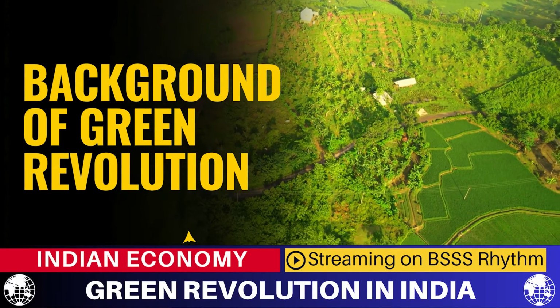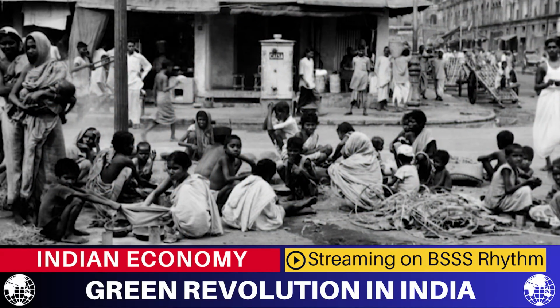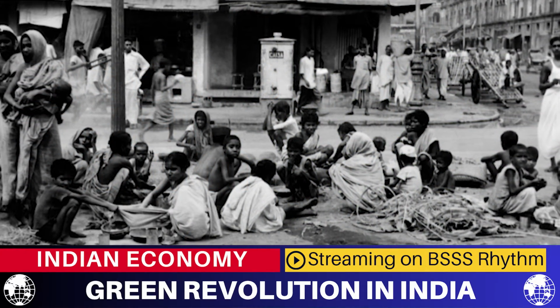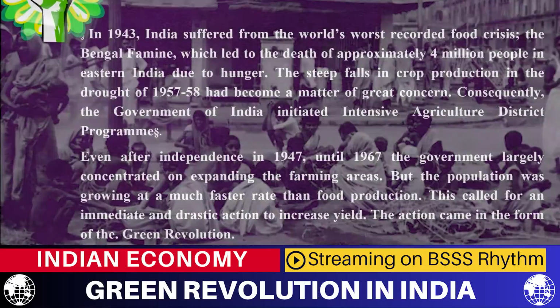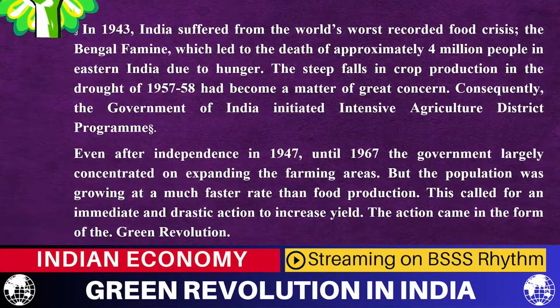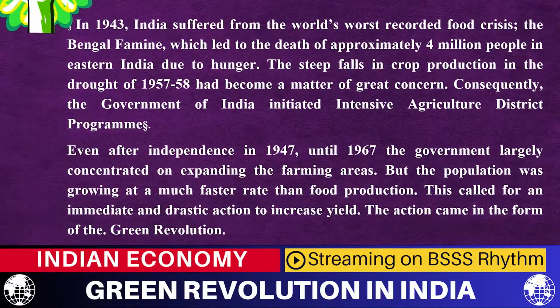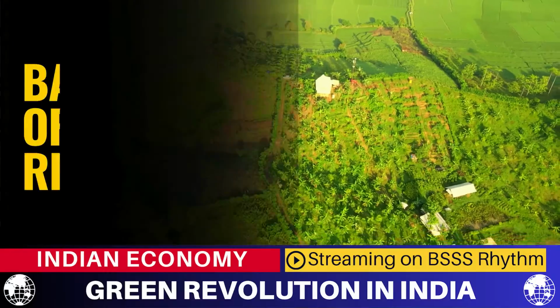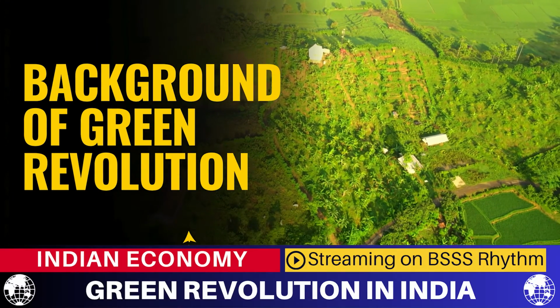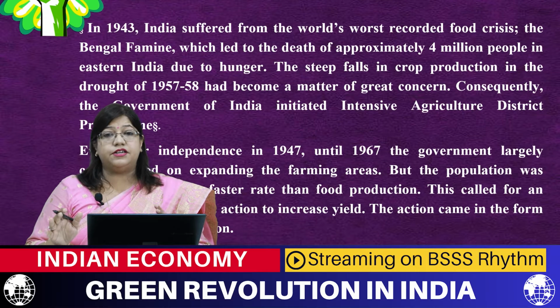In 1943, India suffered from the world's worst recorded food crisis, the Bengal famine, which led to the death of approximately 2 to 3 million people in eastern India due to hunger. The steep fall in crop production in the drought of 1957-58 has become a matter of great concern. Consequently, the Government of India initiated the Intensive Agriculture District Program in 1960.